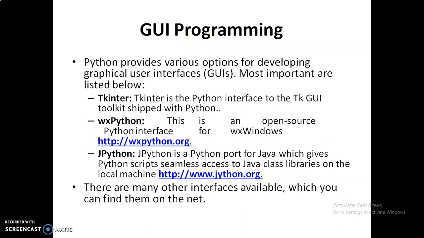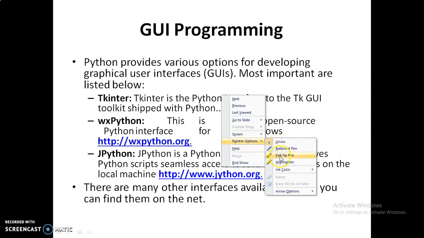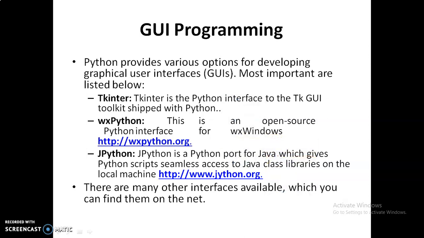Good evening, students. Today we will see the next module in Python GUI programming. GUI programming is the module which allows us to create graphical user interface applications. These applications are used to design different types of Windows-based applications. In general, whenever you are working with the Windows operating system, you can see different types of graphical interfaces.